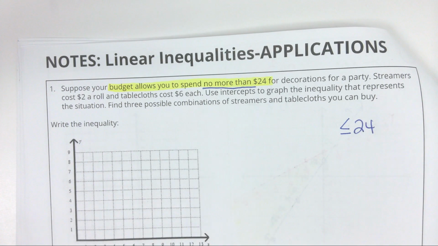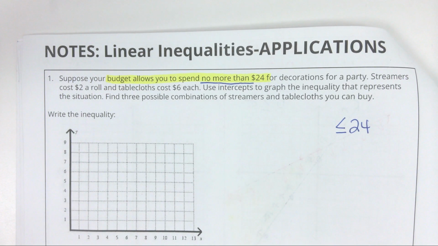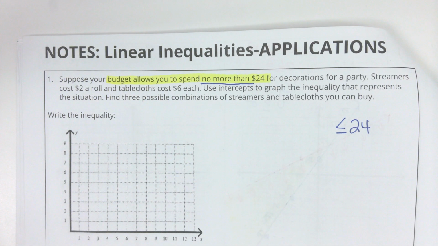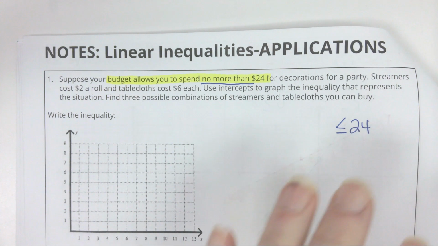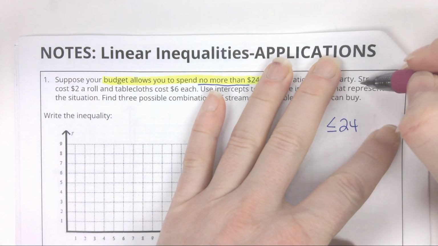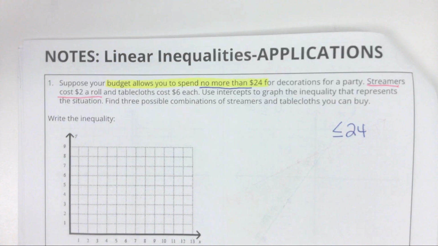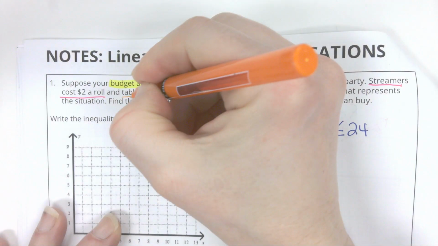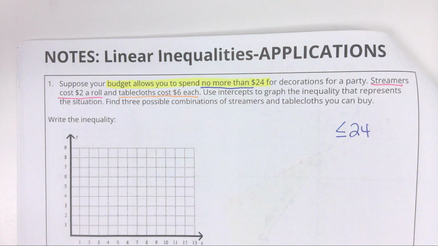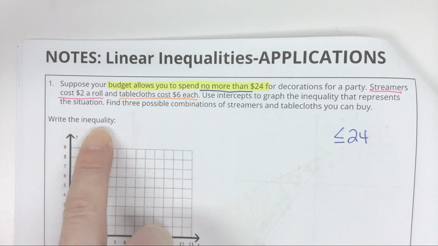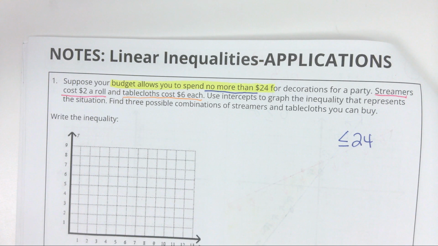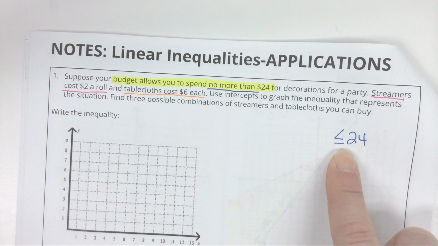Streamers cost $2 a roll. I have to use my different colors. Pink for streamers. And tablecloths are $6 each. So this one is not a system. This one is just one, and here's the words, write the inequality. If I just say write the inequality, that just means there's one. Somebody tell me what I should write. Streamers cost $2 a roll, and tablecloths cost $6 a roll. We have to spend no more than 24. Anyone want to try it?